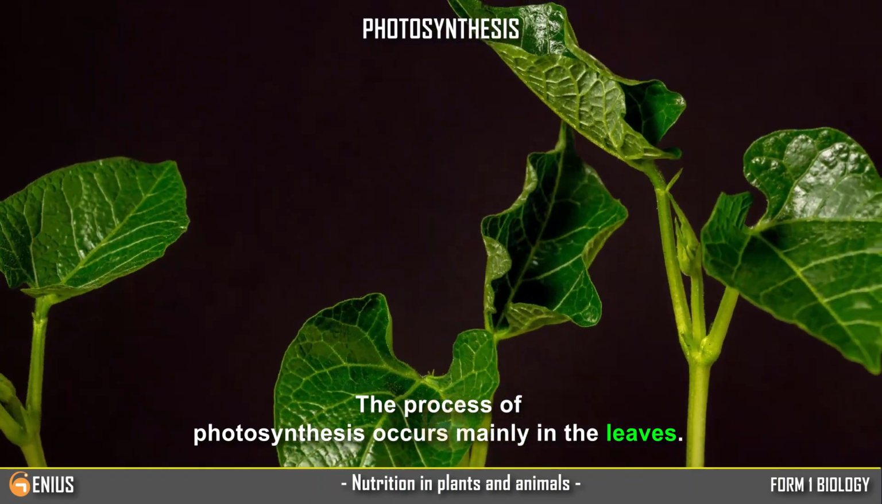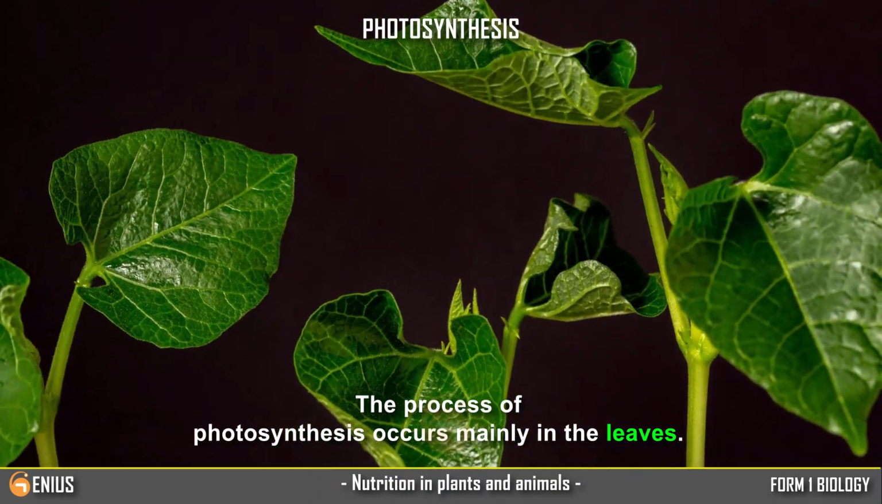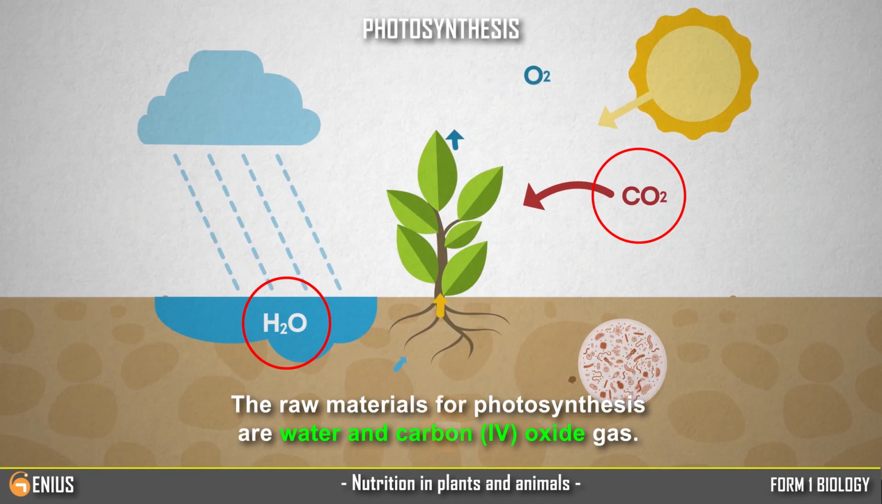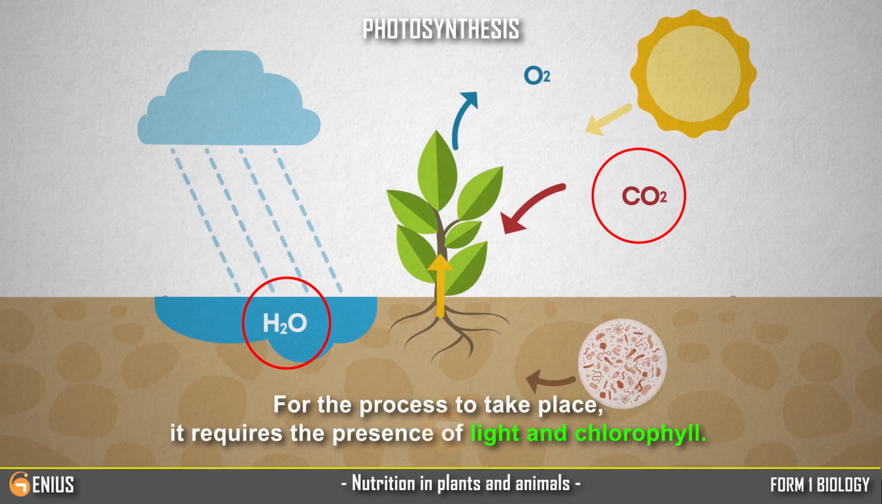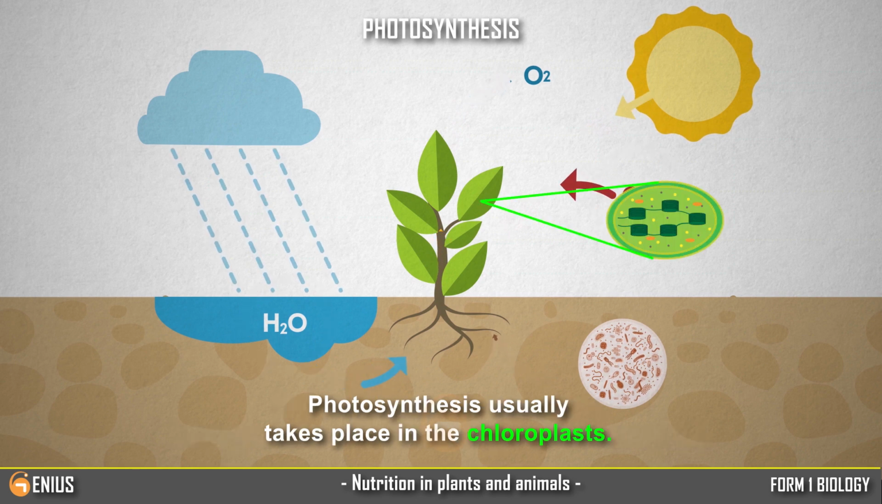The process of photosynthesis occurs mainly in the leaves. The raw materials for photosynthesis are water and carbon dioxide gas. For the process to take place, it requires the presence of light and chlorophyll. Photosynthesis usually takes place in the chloroplasts.